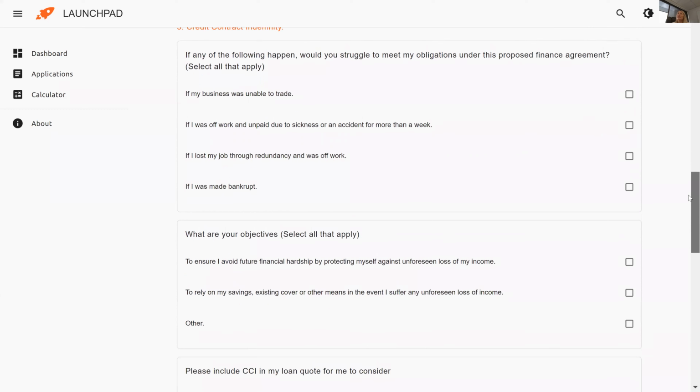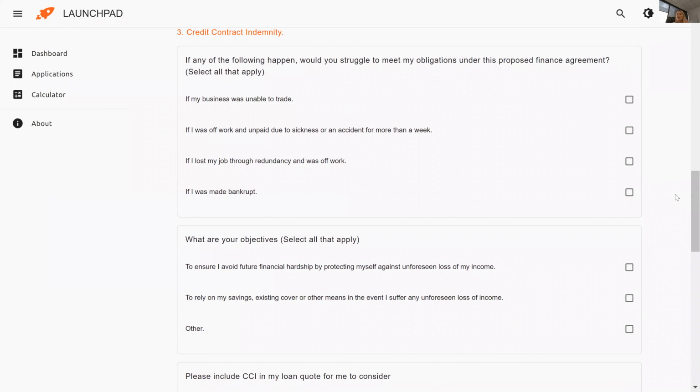Credit contract indemnity, CCI. Again, it's slightly different questions, but it's basing itself on, do these people require them? Is it going to be suited for their needs? So let's just go over this first one. If any of the following will happen, would you struggle to meet my obligations under the proposed finance agreement? If my business was unable to trade, if I was off work and unpaid due to sickness or an accident for more than a week, if I lost my job, or if I was made bankrupt. If you're answering yes to all of these things, it would seem to me that CCI would be a great policy for this customer to have.